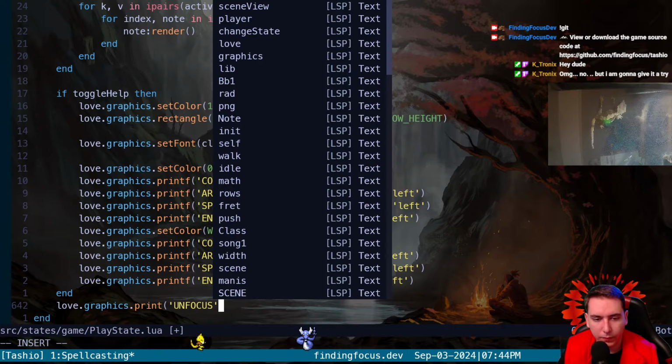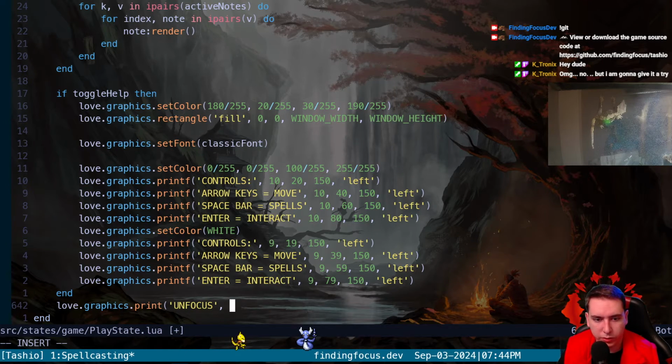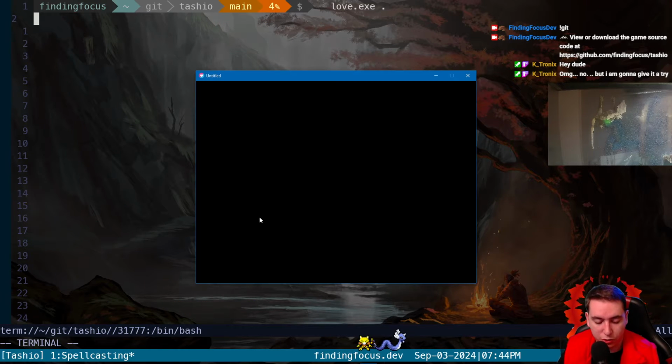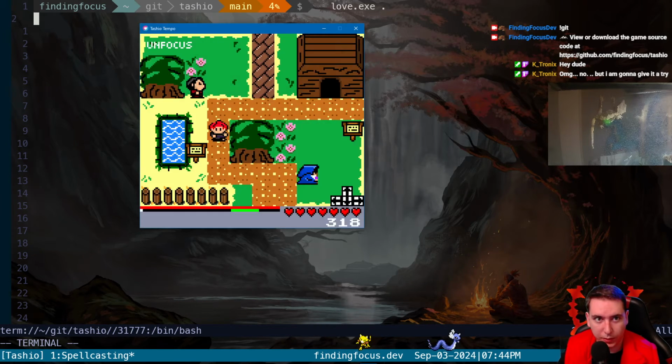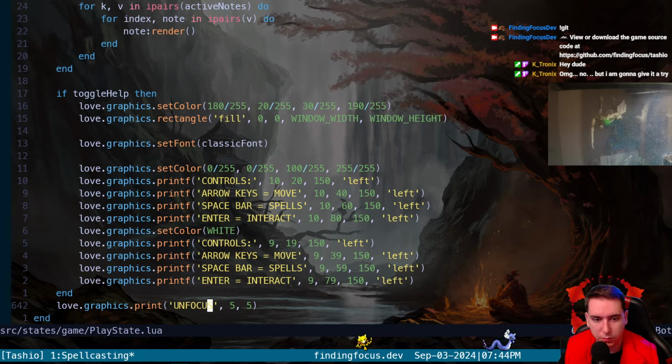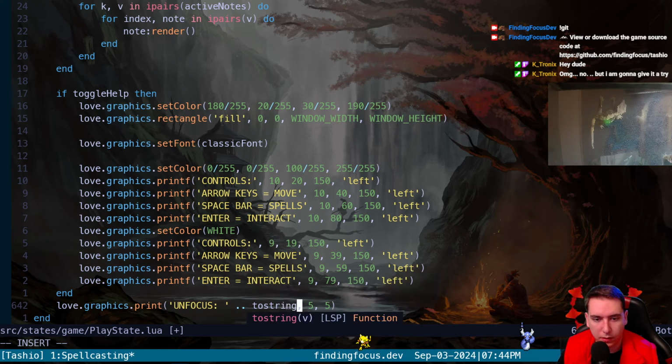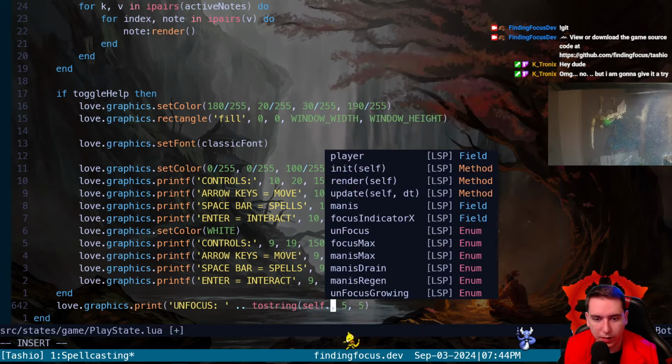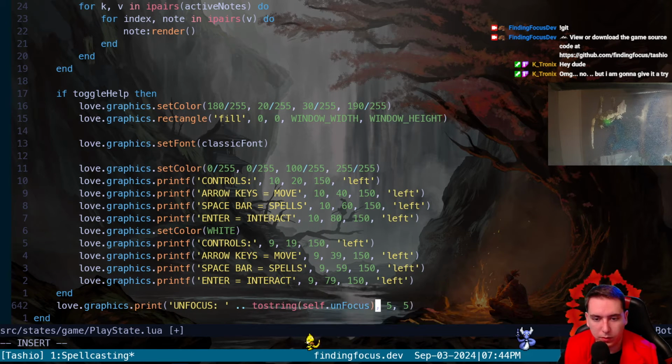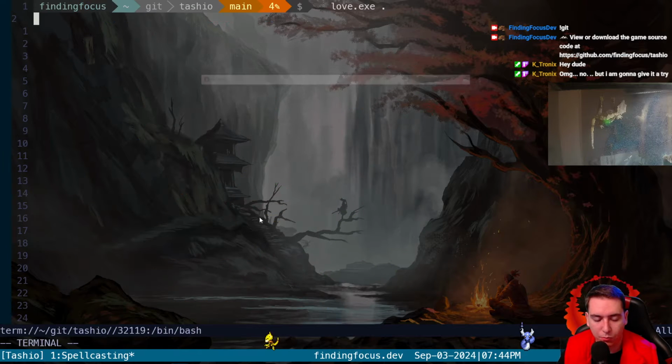So we're just going to print unfocus on screen up here, maybe at like 5.5, just so we can kind of see it at the top left there. That is just the word unfocus. I'm just making sure we can see it, so that's good. So let's put the actual value in there now. So we'll just concatenate our actual unfocus value, self.unfocus, to the string, and then print that value up.